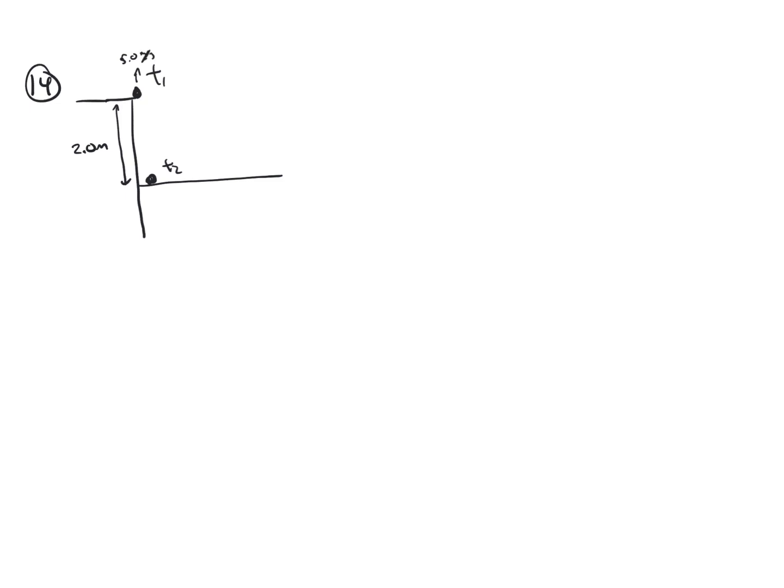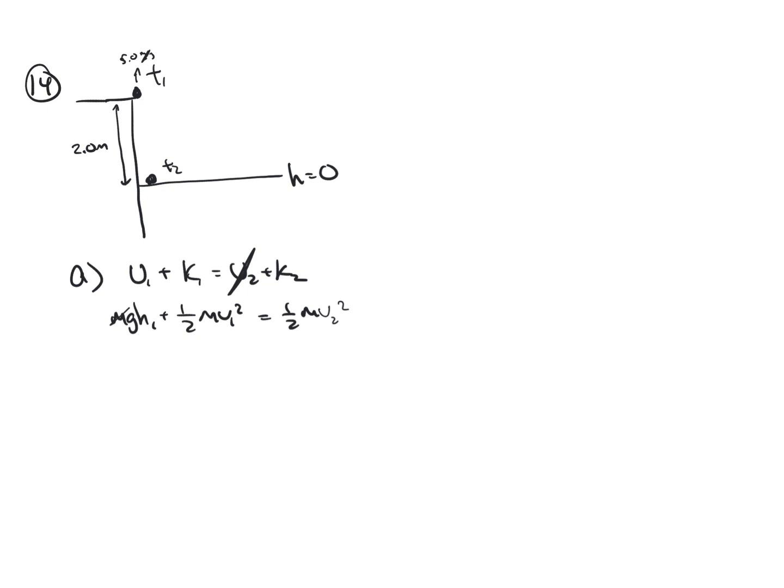Okay, so part A is to find the speed at T2. So conservation of mechanical energy. So let me say h equals 0 right at the trampoline. So U2 is 0. And then mgh1 plus half mv1 squared equals half mv2 squared. Cancel out the m's. Multiply by 2 and square root. So 2gh1 plus v1 squared, all square rooted. That'll equal v2.